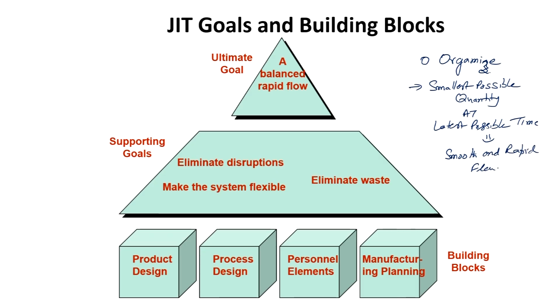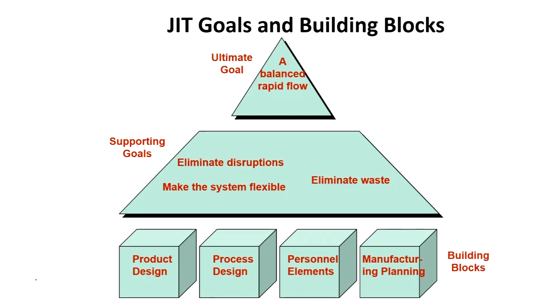of processes, rapid flow of material by organizing my work and the workstation in such a manner so that I am having a smooth and rapid flow of material right from raw material to finished goods, from when the material enters the factory till the finished goods leave the factory. We also talked about the various types of waste in JIT. We said overproduction is a waste, keeping inventory is a waste, transportation is a waste, and so many such kinds of waste we have identified. All types of delays are also a waste.